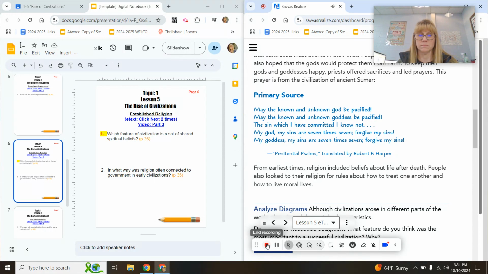From the earliest times, religion included beliefs about life after death. People also looked to their religion for rules about how to treat one another and how to live moral lives.